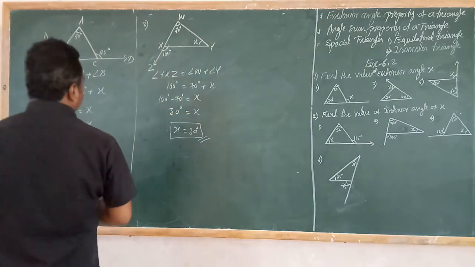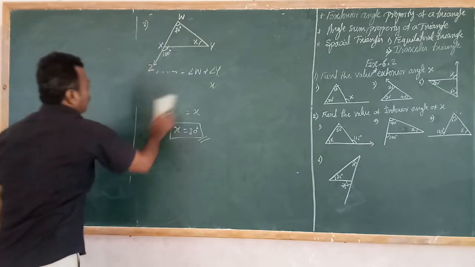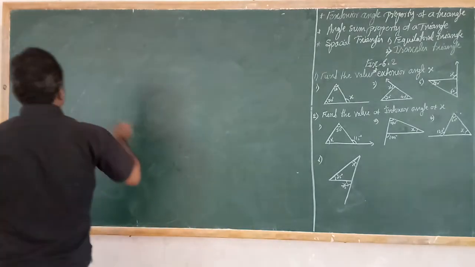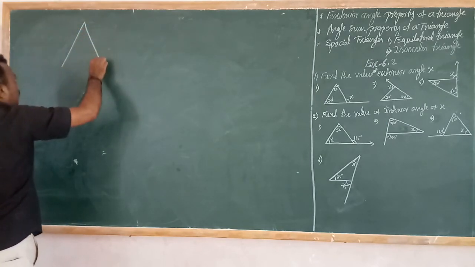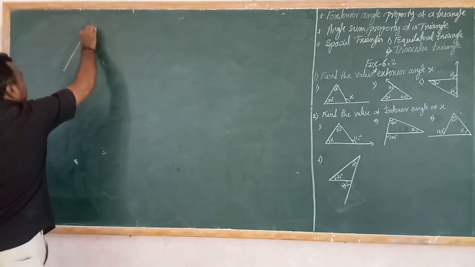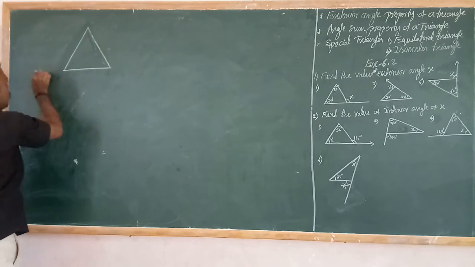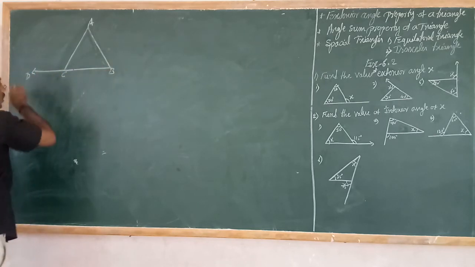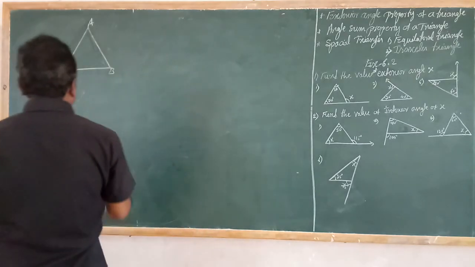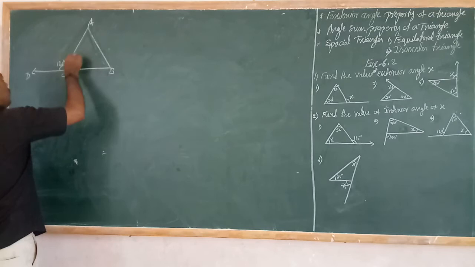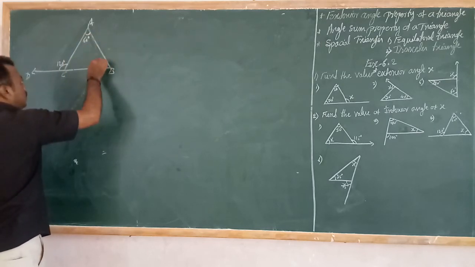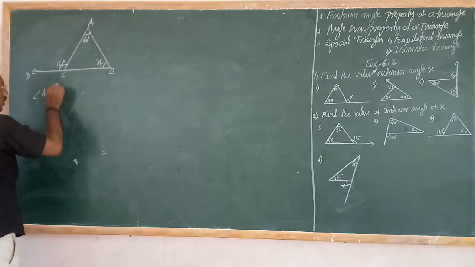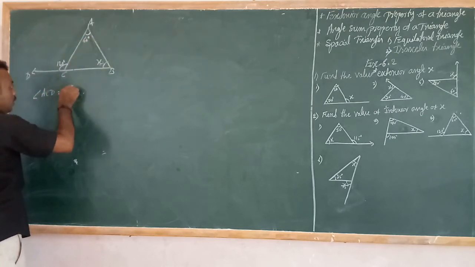I will go to the question number 4. What is the question number 4? This is A, B and C, this is D. Okay, this is 120 degree, and this is 60 degree. Then this is the X. Then we have to find out the X value. So same procedure. Angle ACD is the exterior angle. This exterior angle is equal to the sum of the opposite interior angles, that is angle A plus angle C.